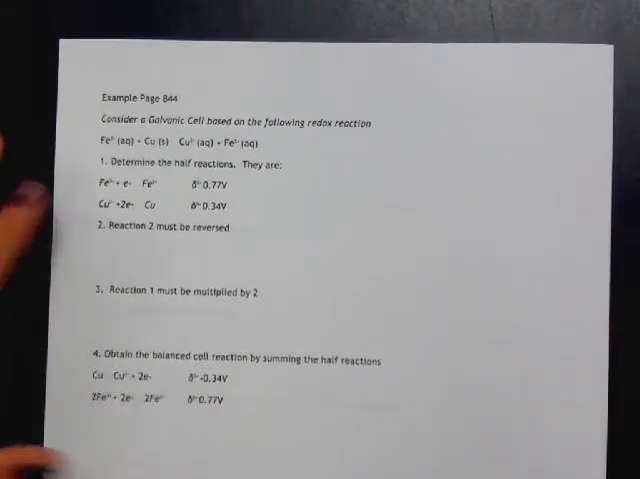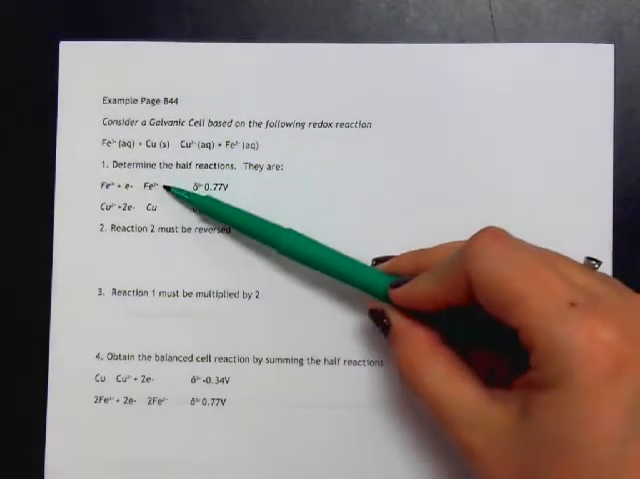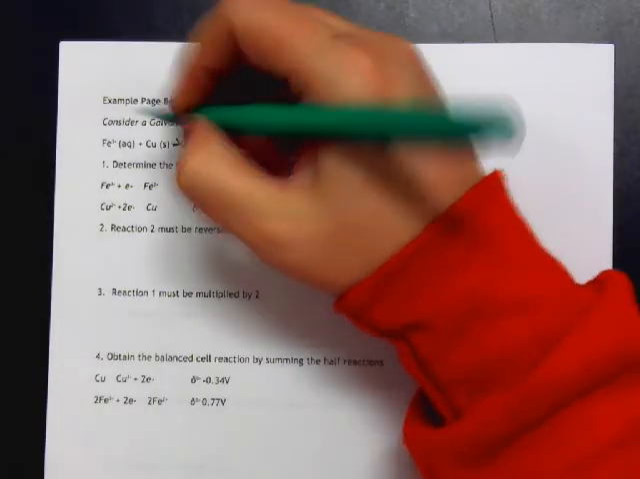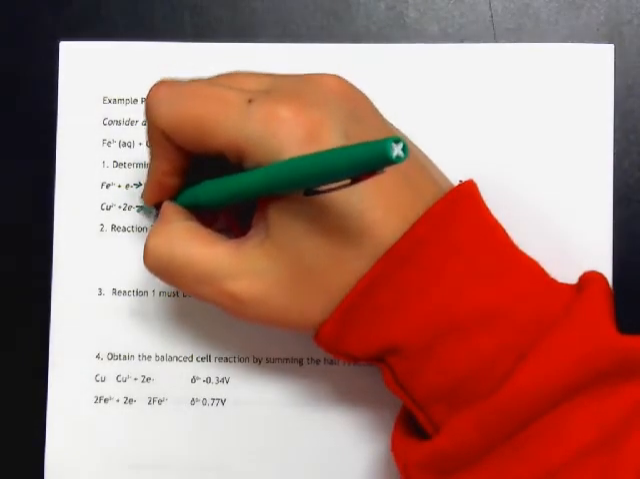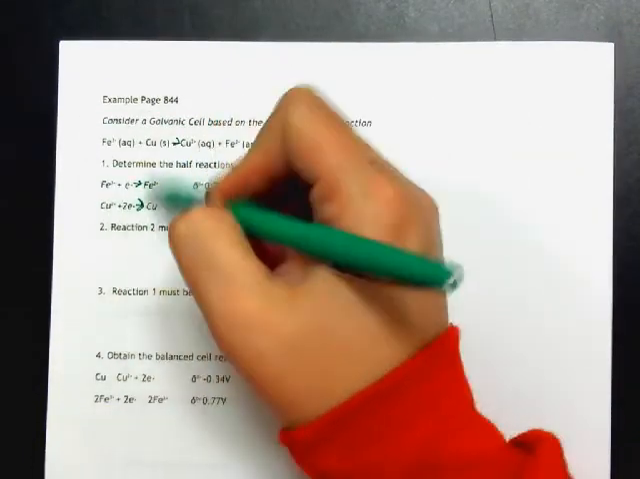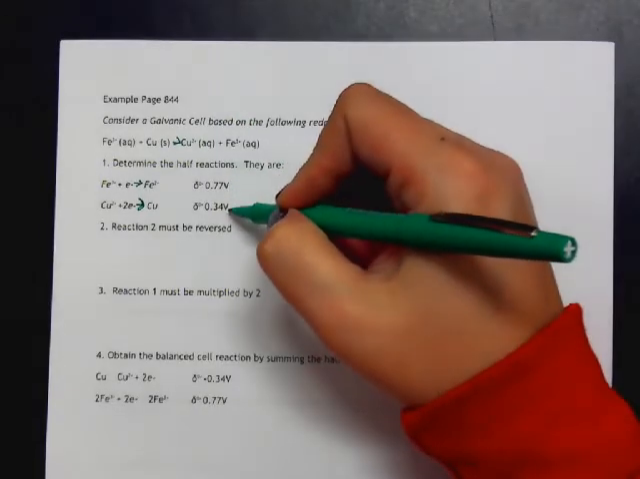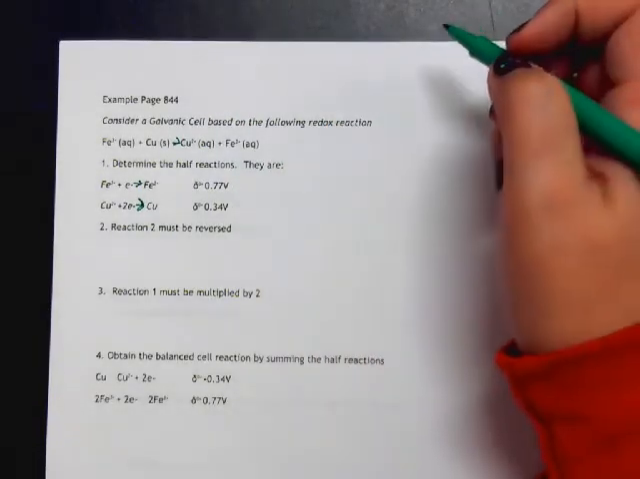Alright, so let's look at a problem. This is the example problem on page 844 in your textbook. So we have the reaction of iron plus 3 and copper. Right? We determine our two half reactions. We have our iron plus 3 going to the iron plus 2, and our copper going to copper. So again, these are our two half reactions that I located on that chart in your textbook. And then I found their cell potentials, here, again, from the chart in the textbook.